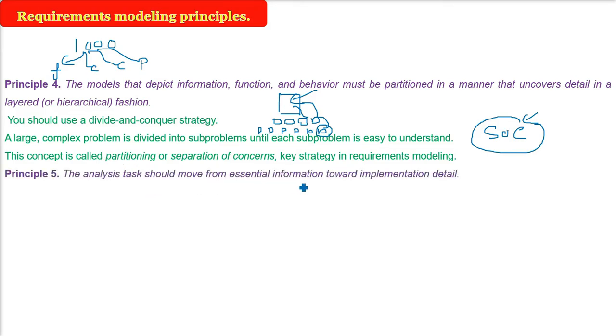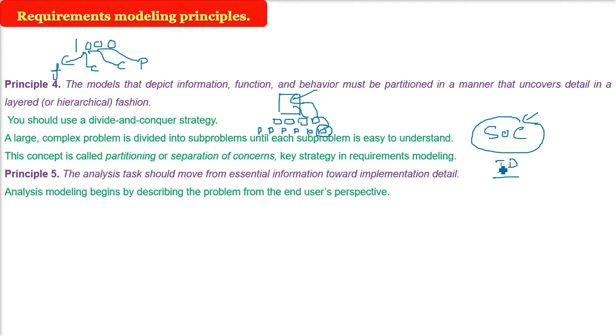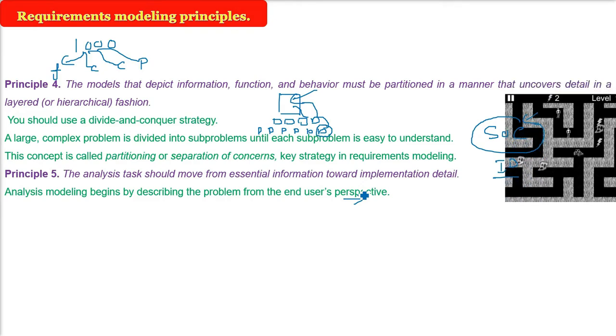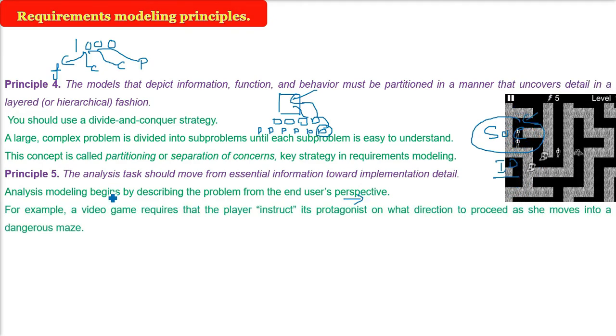The next one is that the analysis task should move from essential information toward implementation detail. Whenever work is assigned to us, we just go to implementation, right? That is required, but analysis modeling starts when you know the problem. It begins by describing the problem, not from your view but from the user's perspective, how the user thinks about it. This should be your idea: how to define it, how to explain it.